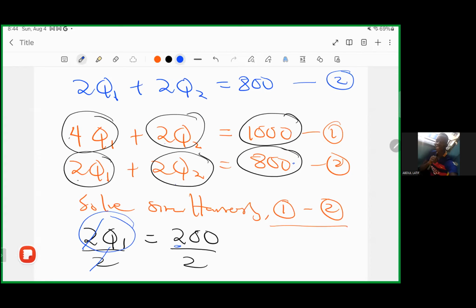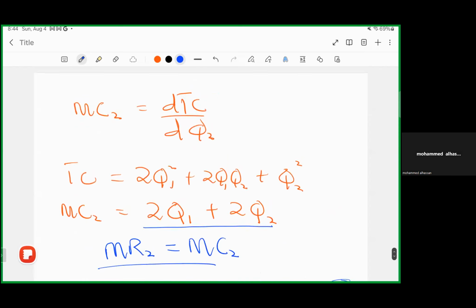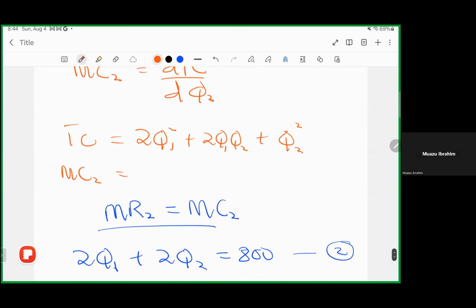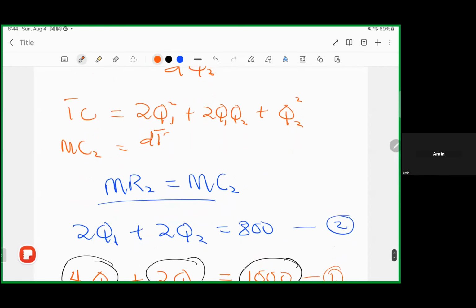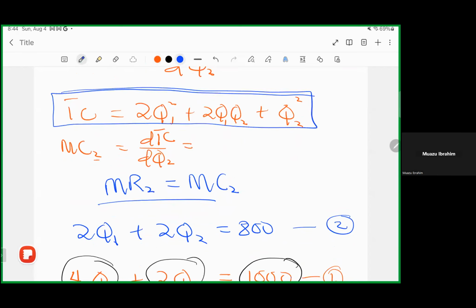I also have a question. Yes, please go ahead. The marginal cost 2, how did we get 2Q1 plus 2Q2 from the total cost function? Okay, so we know the marginal cost is the same thing as the change in total cost over the change in quantity 2. That is for the second quantity, right? So we are looking at the total cost function here.